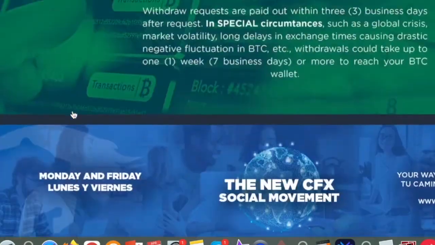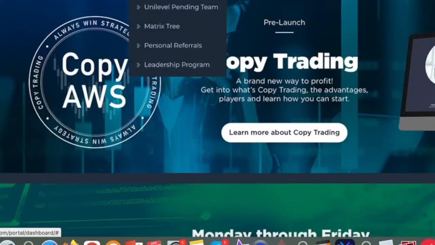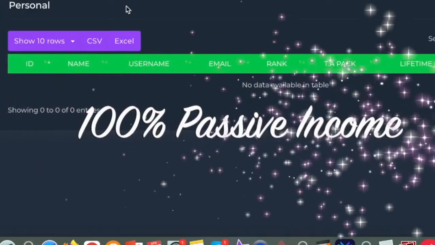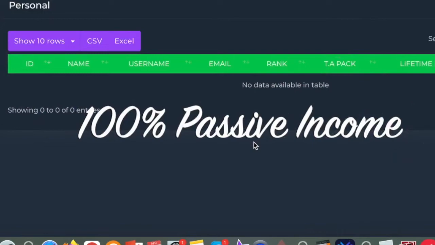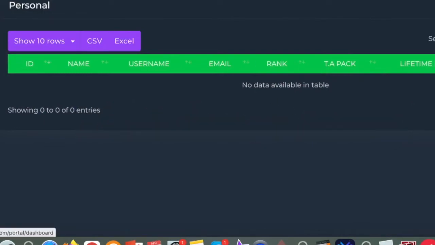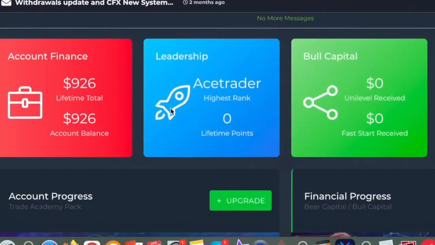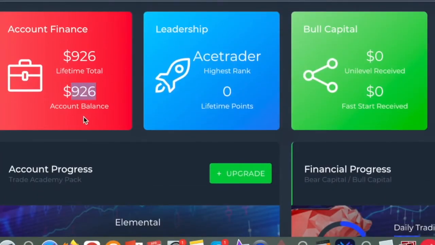If I come up to the top and go down to network and then personal referrals, as you can see, it's like a ghost town. I've not promoted this whatsoever in any shape or form. I've got no downline. So when I take you back to the dashboard and show you that $926, that's 100% passive. Now, if you're interested in this passive income, this is a Forex trading platform where the pros do all the trading for you.